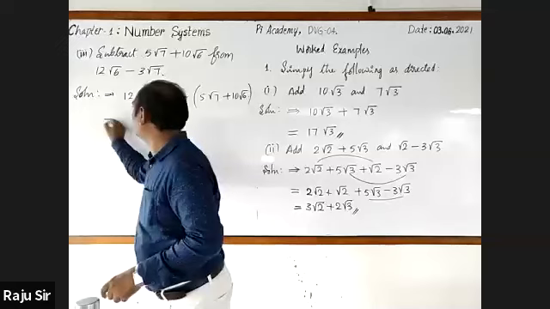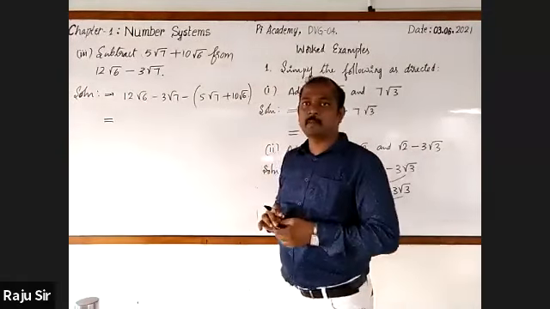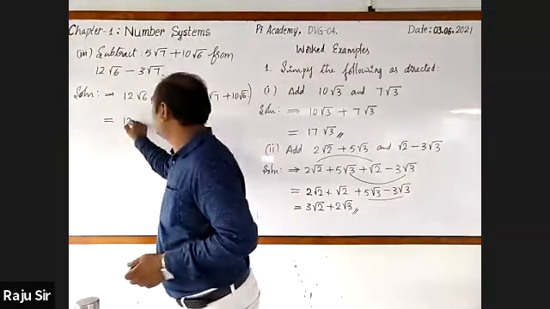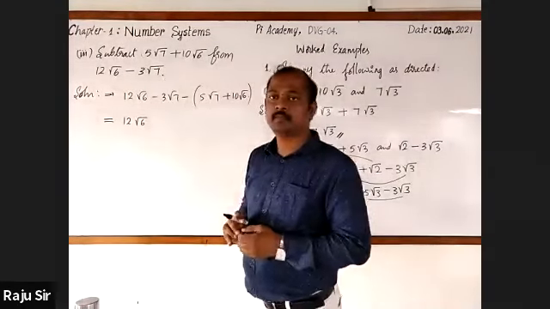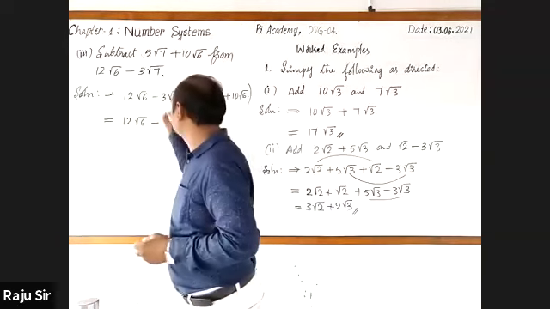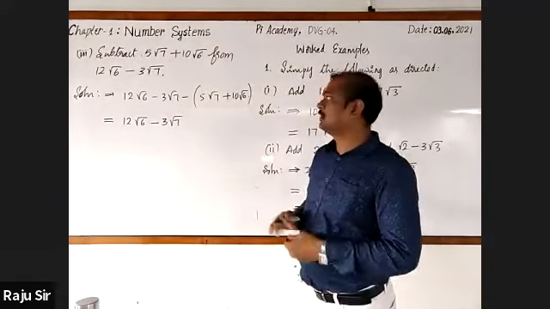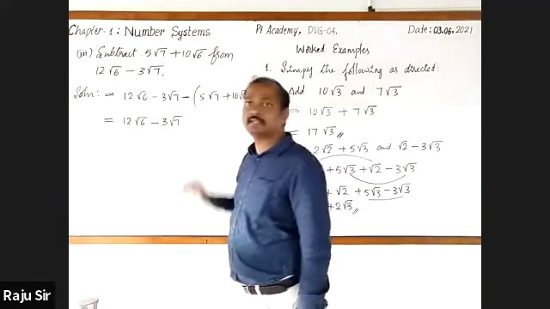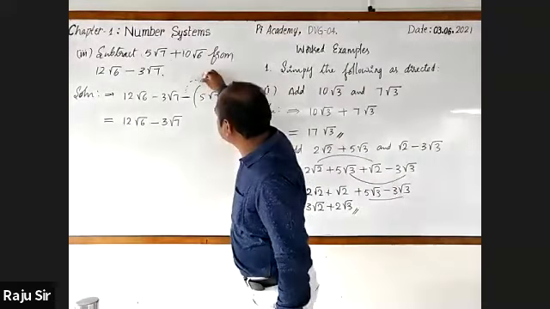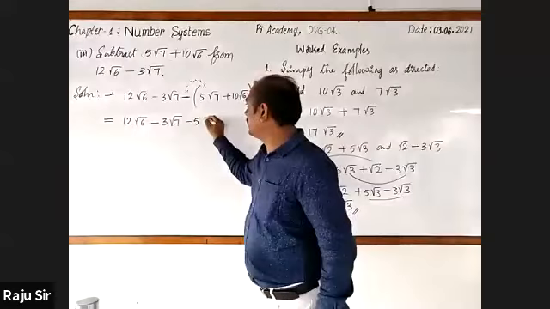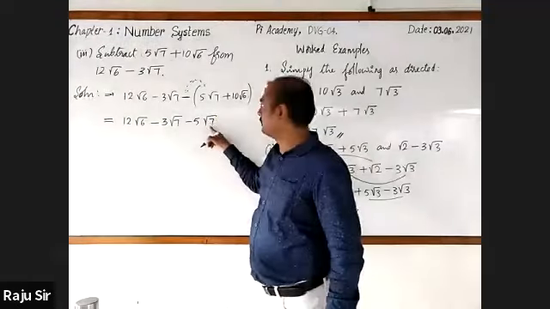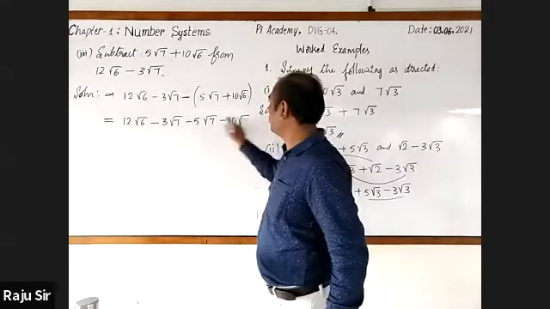Write quickly. This is equal to 12 into root 6 minus 3 into root 7. Now here, outside the bracket a minus sign is there. Multiply this minus with both the terms. Minus 5 root 7, very good. Minus 5 times root 7, minus 10 times root 6.